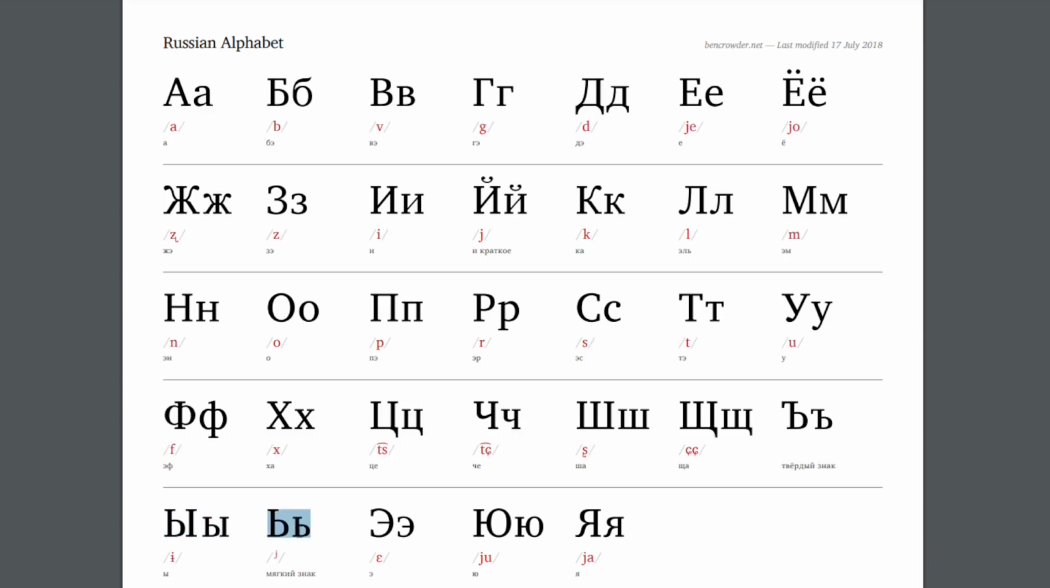Then we have the soft sign, which is also known as myagky znak, and that just makes letters soft in a word. And then we have just E. This is like the regular sound, and then we've got U. So this is a U sound. I don't know. It's just a U sound. And then we have the last letter, which is a Ya sound, like in яблоко, which means apple.